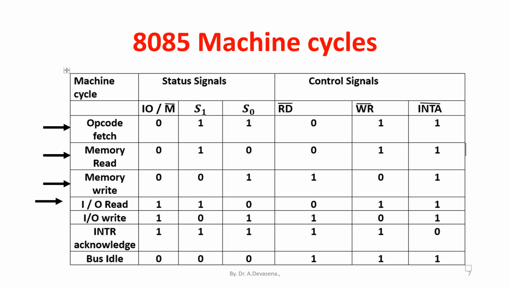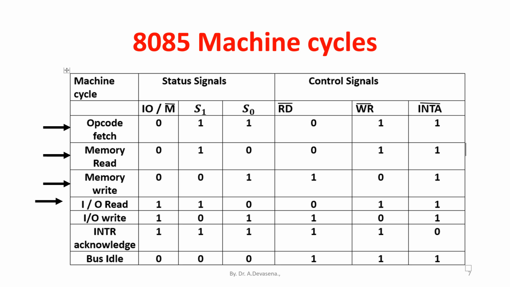And for IO read, S1 should be 1 because the read operation is going to be performed. In IO read, therefore, IO/memory bar is 1. And for read operation, S0 should be 0. For read operation, read bar should be an active low signal, and write bar 1, interrupt acknowledge bar 1.